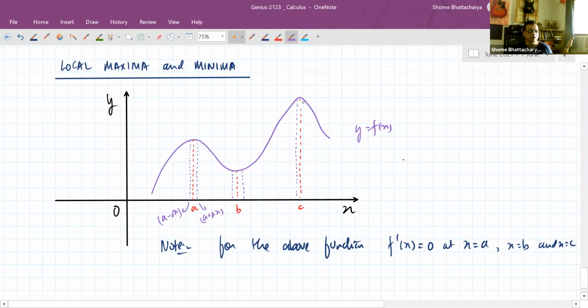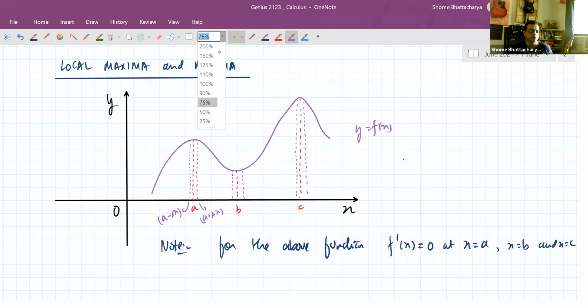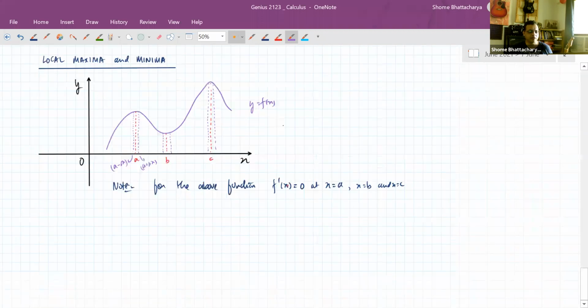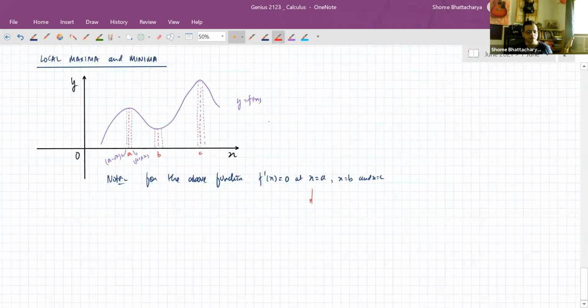That is another feature of these 3 points. If the slope of the tangent is 0 at that point, this basically means that the slope of the tangent at x = A, x = B, and x = C equals 0. So that's the first thing you're noting.